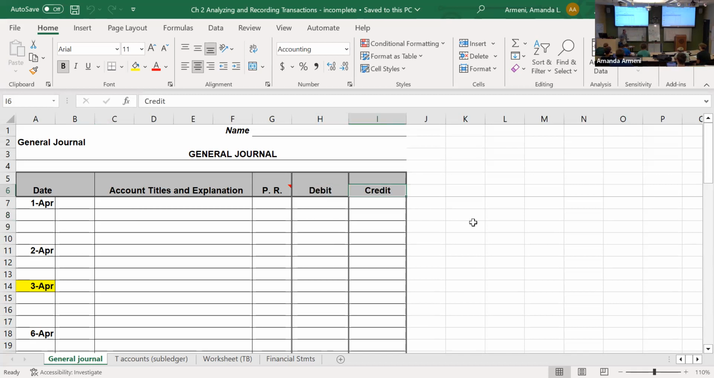We're going to use the dates, we're going to use the account names, and then we're going to use debits and credits. So far in this class, you have only been asked 3 questions with the transaction analysis. You have been asked, what account names do you want to use? That's good, we'll put them there. Are they an asset, a liability, or one of the components of equity? And are they increasing or are they decreasing?